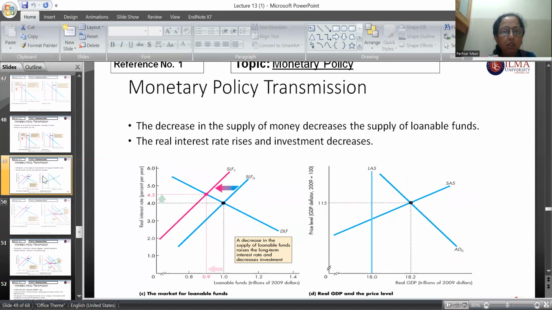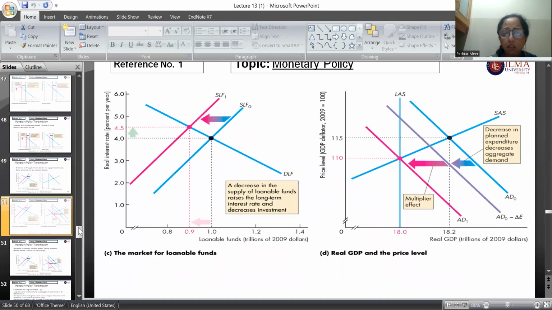Monetary policy transmission. A decrease in the supply of money decreases the supply of loanable funds, the real interest rate rises, and investment decreases. A decrease in the supply of loanable funds raises the long-term interest rate and decreases investment from 0.1 to 0.9. Same is the case. A decrease in planned expenditure decreases aggregate demand from AD naught at 18.3, with the multiplier effect from 18.2 to 18.